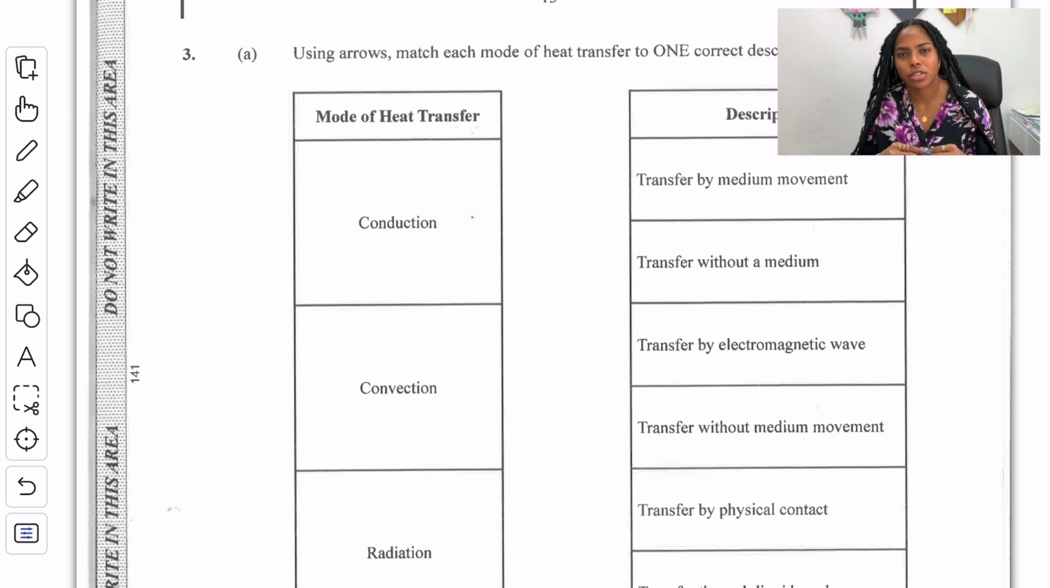And radiation is the transferring of heat through electromagnetic radiation. Anything else will technically be a property. So for example, with radiation, we see transfer without a medium. That technically satisfies that. But maybe they'll see it as if you put that, you get the mark still, because that is a characteristic of that.